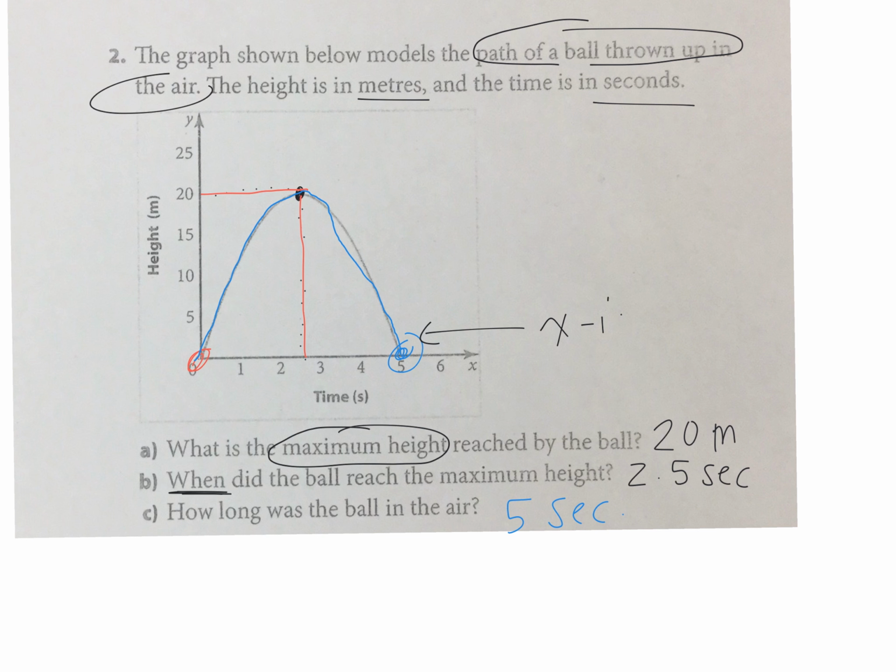The x-intercept. And where was the vertex located? What point? 2.5. So we label it x, y, 2.5, 20.